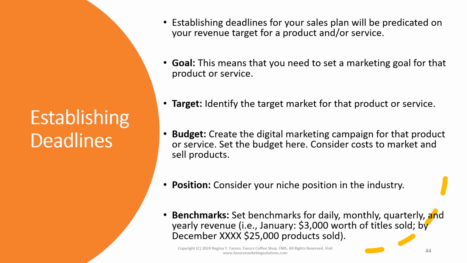So it is important to establish deadlines for a revenue target as well as how you will execute the sales plan. Establishing deadlines for your sales plan will be predicated on your revenue target for a product and or service. So the goal: this means that you need to set a marketing goal for that product or service. Target: identify the target market for that product or service. Budget: create the digital marketing campaign for that product or service. Set the budget here. That means you need to consider cost to market and then cost to sell.